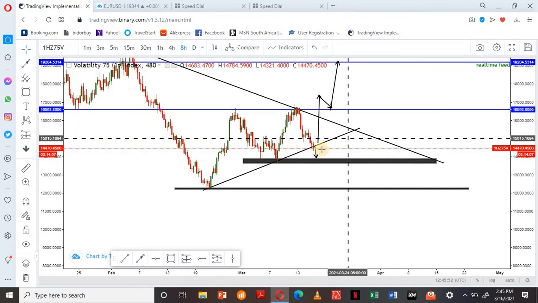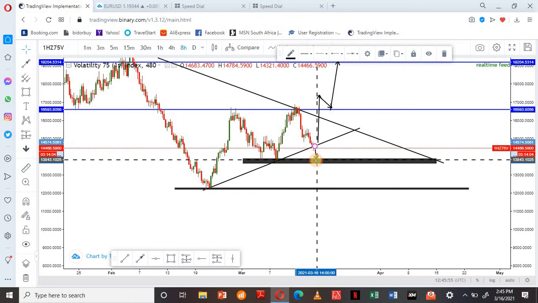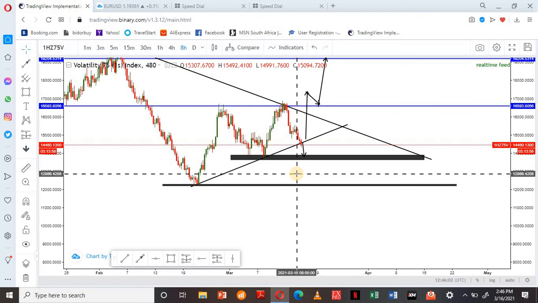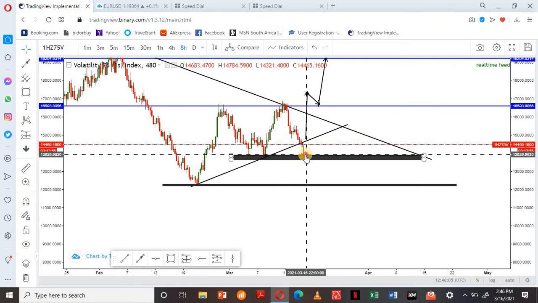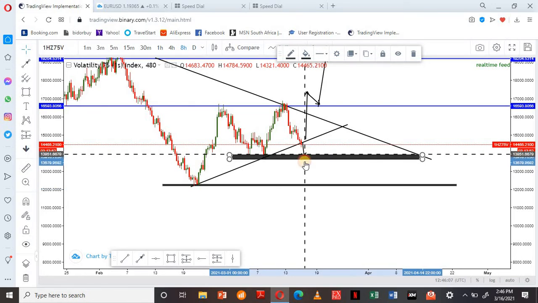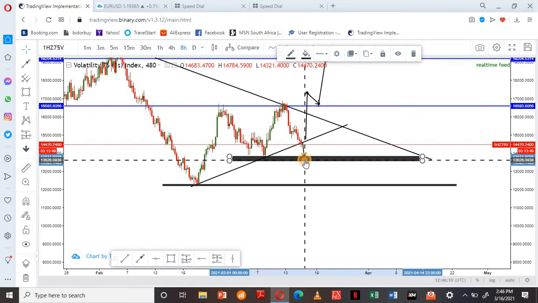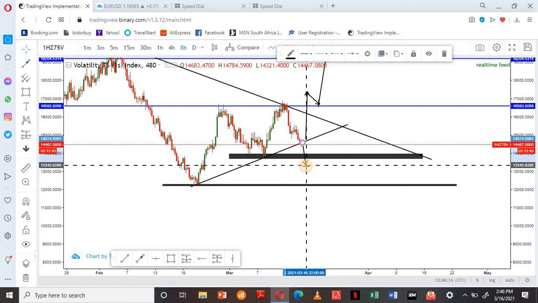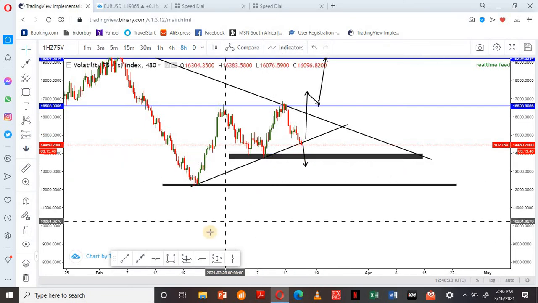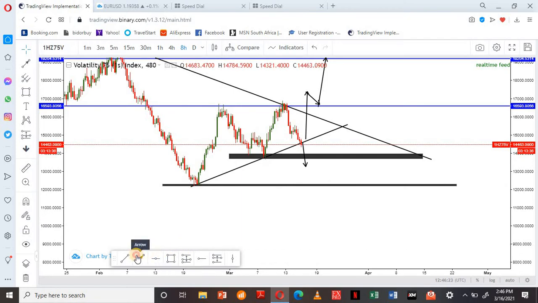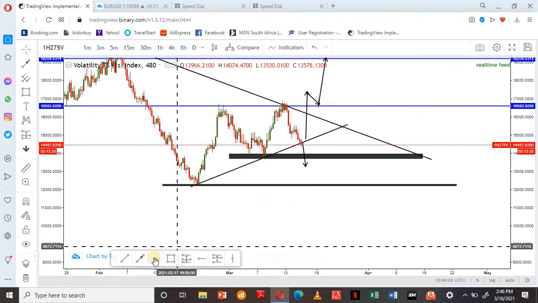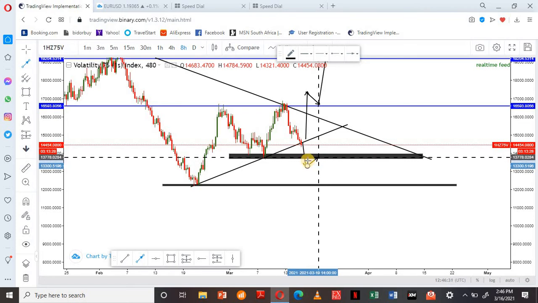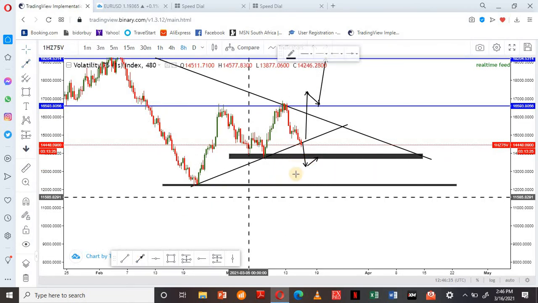So now we are still here. In order to look for a nice sell using the pullback and breakout strategy, you need to wait for a breakout of this mini support, and you need to wait for a pullback of that mini support there. I know it takes time, but you need to be patient.